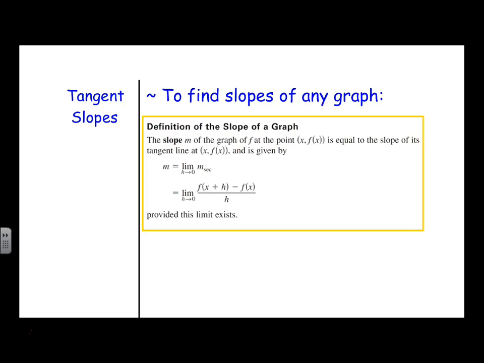So, to find the slopes of any graph, which I'm going to combine a couple pages in this one, the book decides to say the same thing over and over again. They're trying to introduce you guys to new terms slowly. I'm saying the slope of any graph, aka the slope of the tangent lines to a graph.